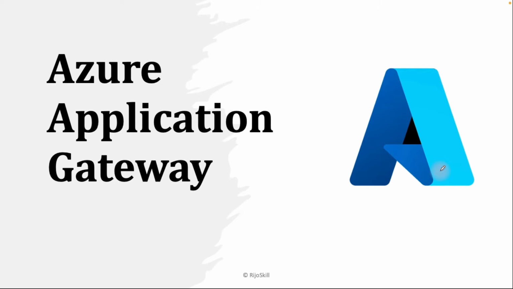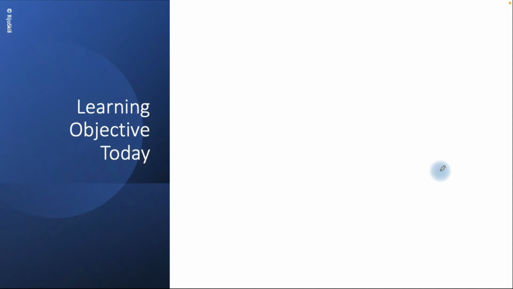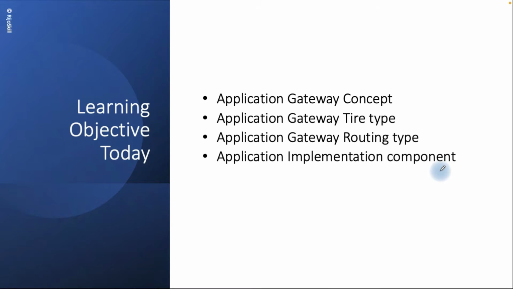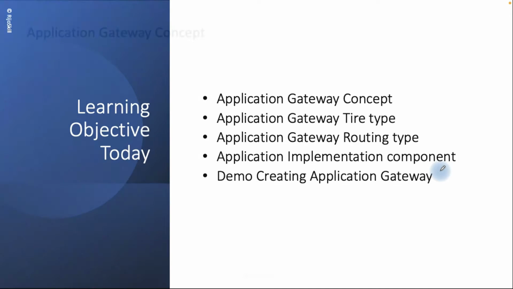Today we plan to discuss the topic Azure Application Gateway. So what is the learning objective today? Application Gateway concept, Application Gateway tier types, Application Gateway routing types, Application Gateway implementation components, and a demo of how we can create the Application Gateway in the Azure portal. So we will go through our learning objectives.